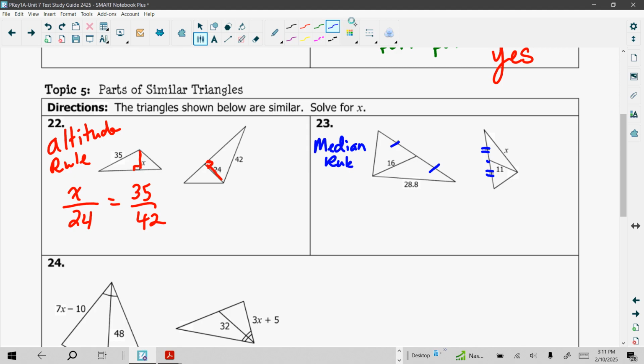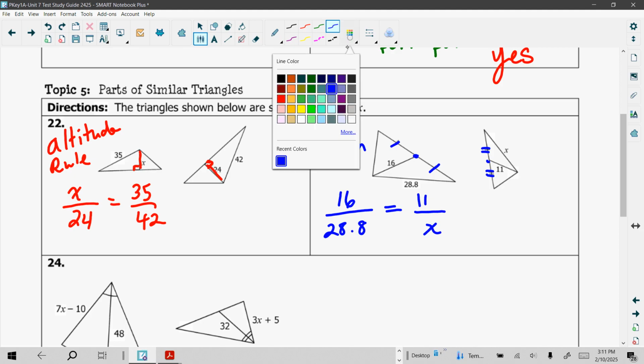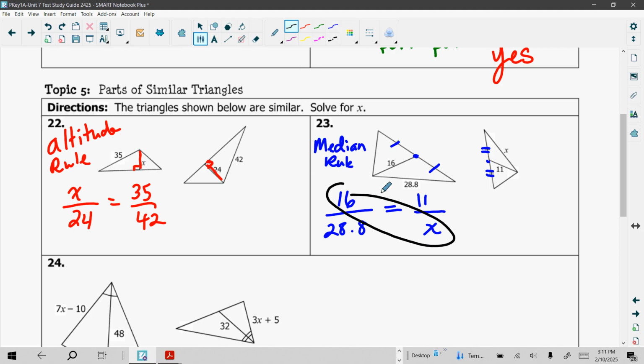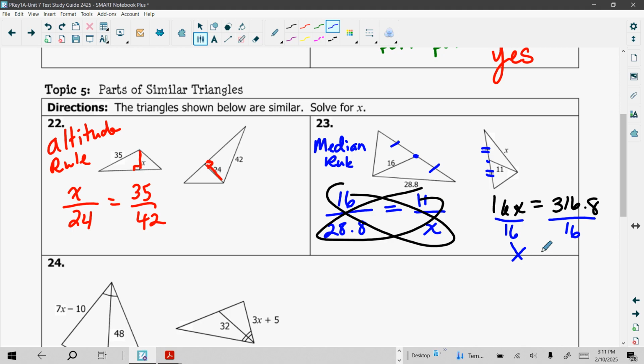So on here, the median rule, I know this is the median because we see these tick marks here. The median is 16. That median goes to the side 28.8. Here the median is 11. And that corresponds to the side x. We're going to cross multiply here and here. So this will give me 16x equals 316.8. And then you just divide it by 16. Okay. So x is 19.8.